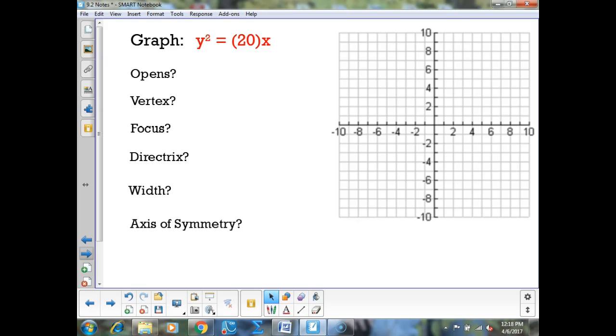No problem. All right. So, direction of opening. Opens to the right? You're right. Do we agree with opening to the right? Yes, we do. Y is squared, and we have a positive p value, so that to me says it's opening to the right.